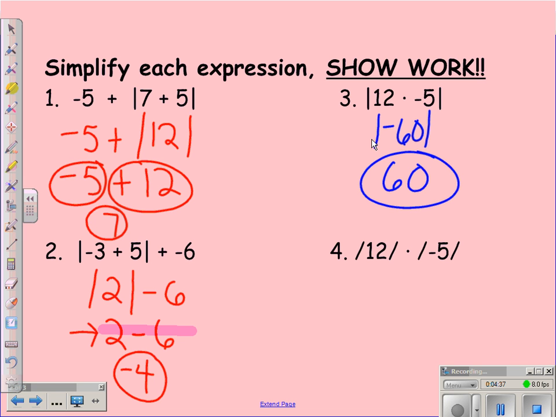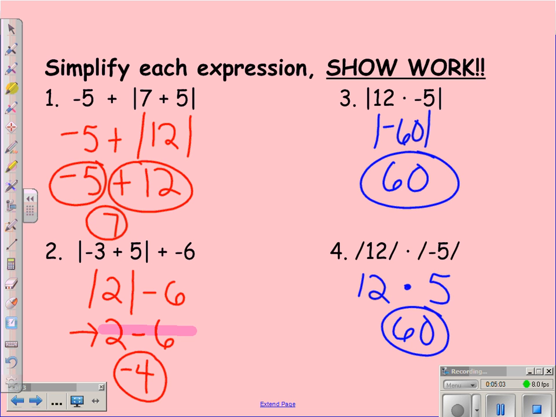On number 4, instead of looking at the quantity together of 12 times a negative 5, we have to take the absolute value of individual numbers. So the absolute value of 12 is 12. The absolute value of negative 5 is positive 5. And then we just bring down the multiplication symbol. So now we just have 12 times 5, or 60.